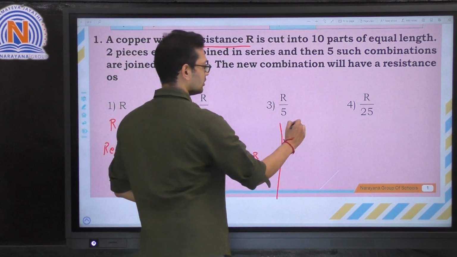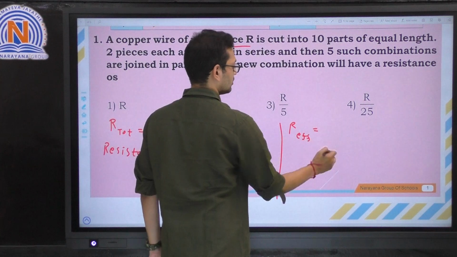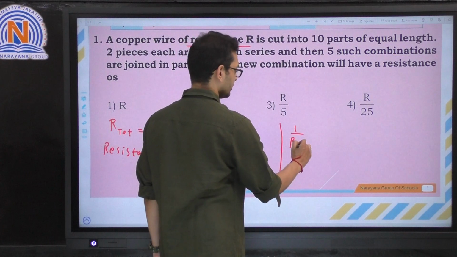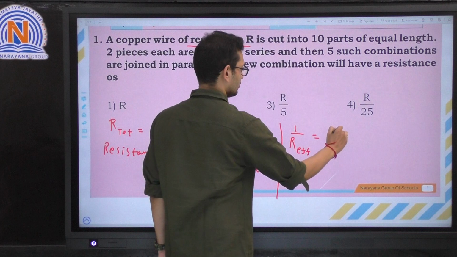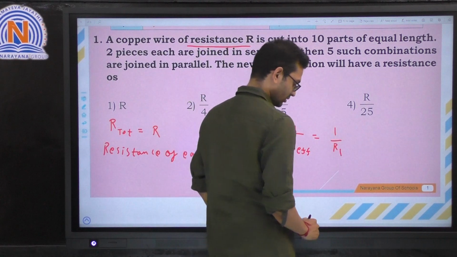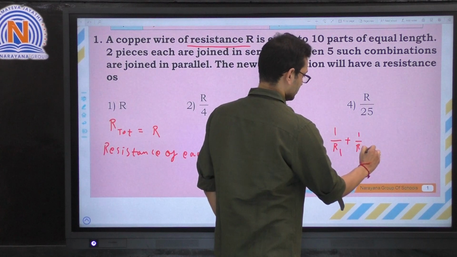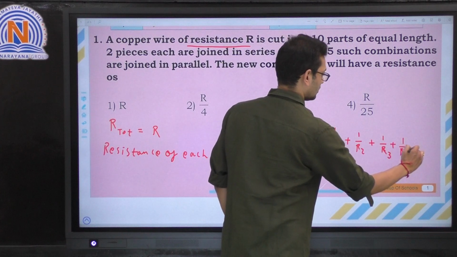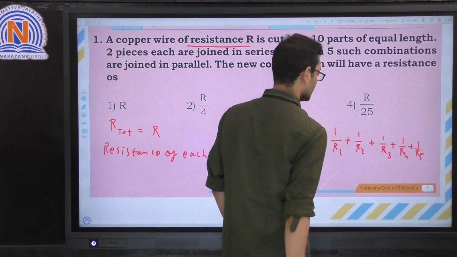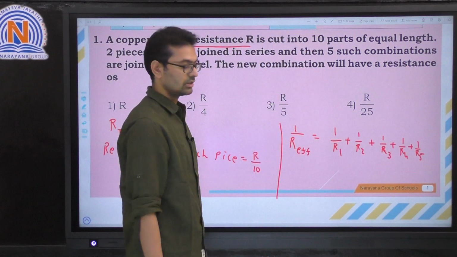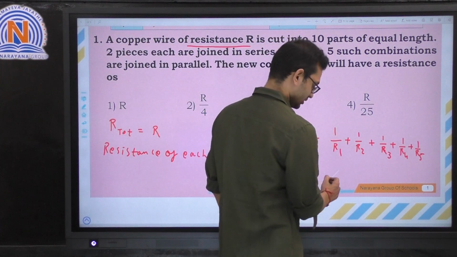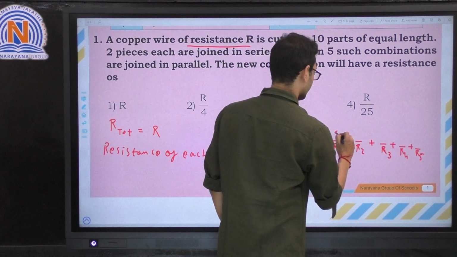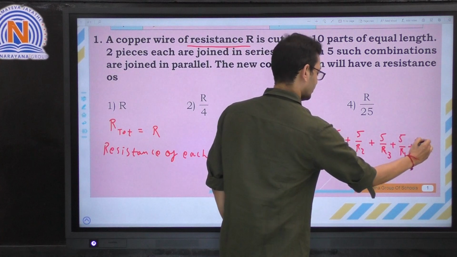Now R effective is going to be, we can take it as 1 by R effective, because for the total resistance in parallel, 1 by R effective is equal to 1 by R1 plus 1 by R2 plus 1 by R3 plus 1 by R4 plus 1 by R5. Now we can take this as 5, and we have 5 such combinations.